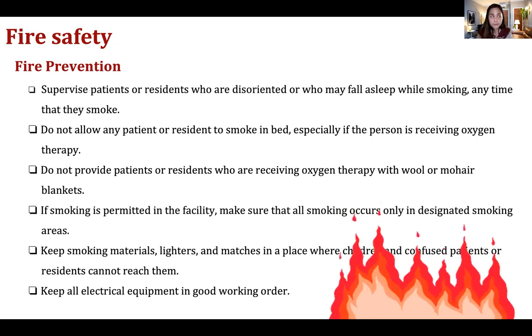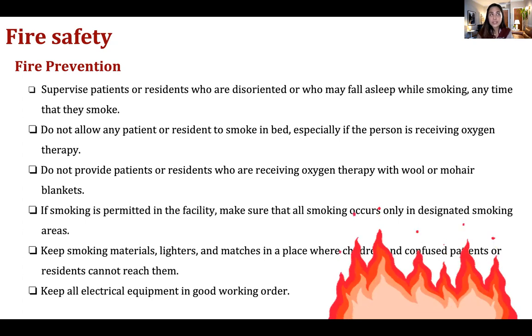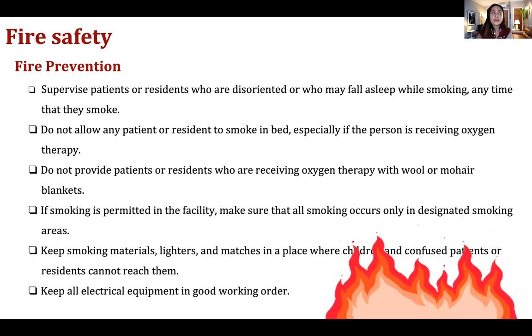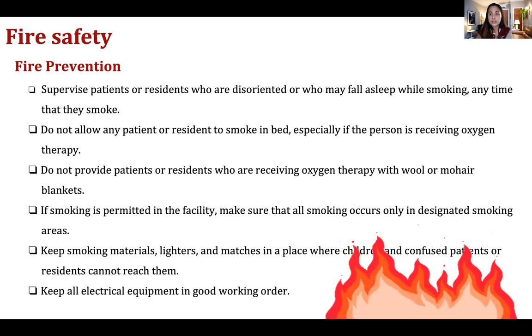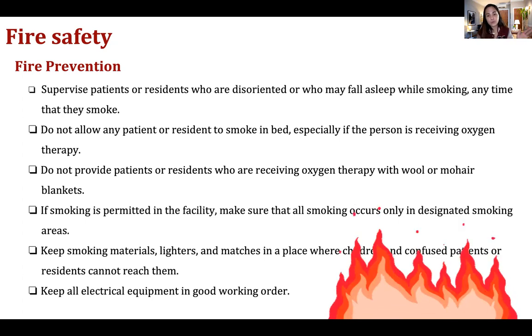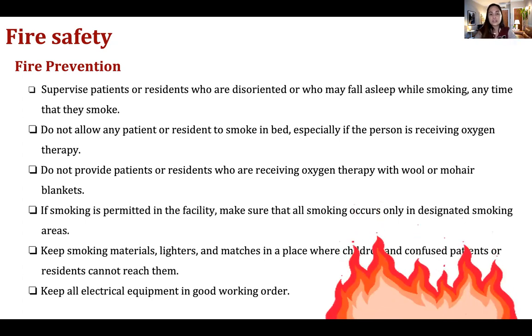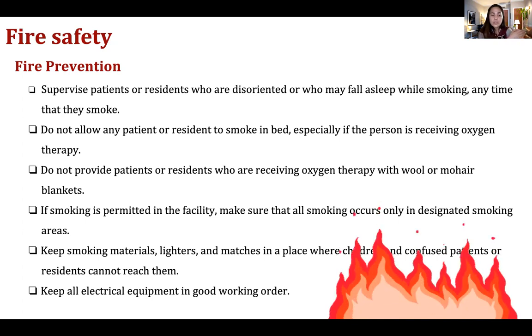If you are assigned in a psychiatric ward, guys, this ward allows smoking for the patients. Why? Because it can be a diversional activity for those psychiatric patients, but other wards do not allow it. So they have designated smoking areas inside the ward so the patients can smoke. Keep smoking materials, lighters, and matches in a place where children and confused patients or residents cannot reach them.